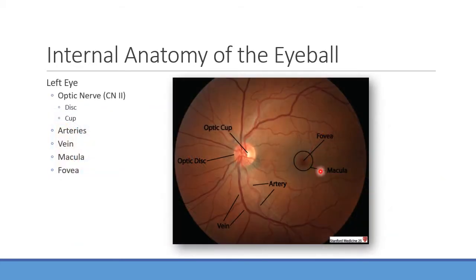Okay, so looking at the eye here, if you're looking, say, through an ophthalmoscope at the left eye, you're going to notice you have your optic nerve coming in through here. We call this the optic cup. Anyone know what else is coming through here? Yeah, a lot of blood vessels, right? A lot of the blood supplying oxygen to the eye, and a lot of the veins are going to be coming here through the optic cup.